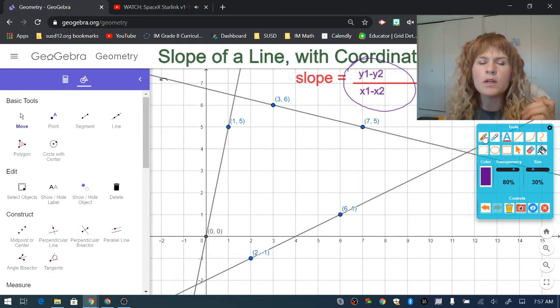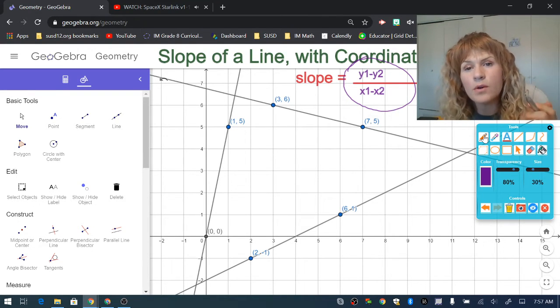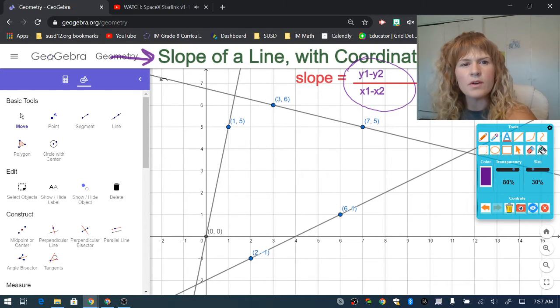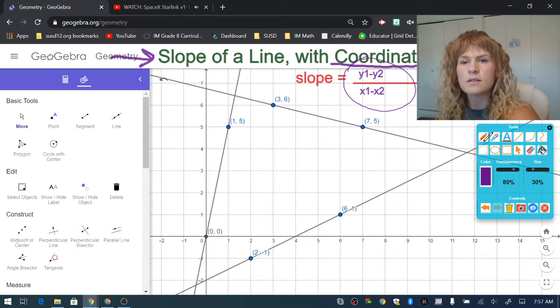Students, let's get to work. We're talking more about the slope of a line. This time, we'll talk about the slope of a line calculated by coordinate points. So the title of my video is Slope of a Line with Coordinates.